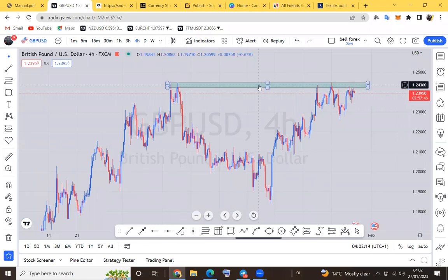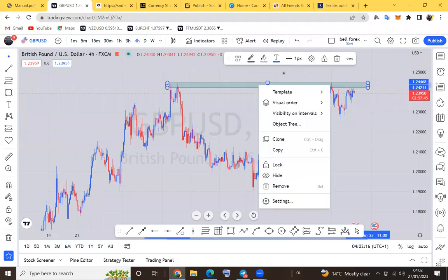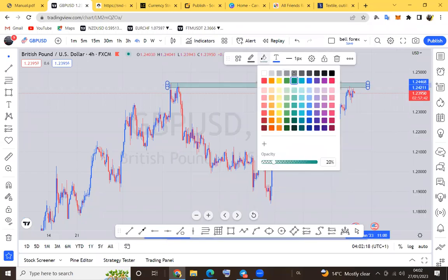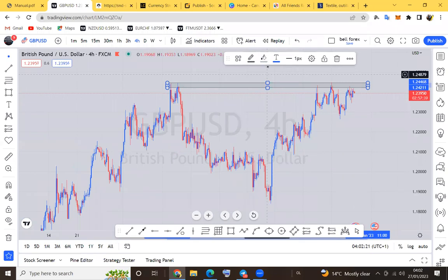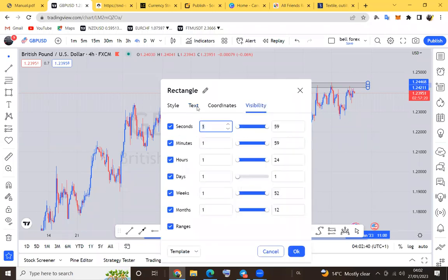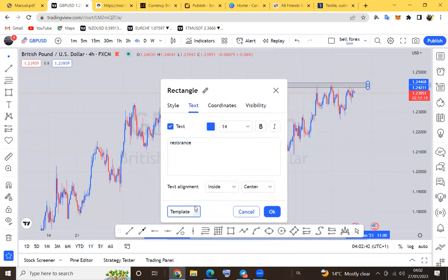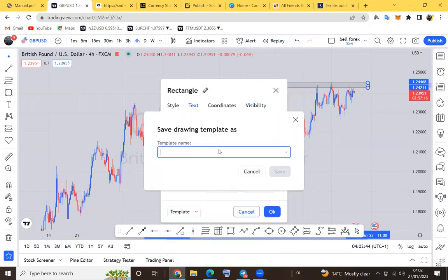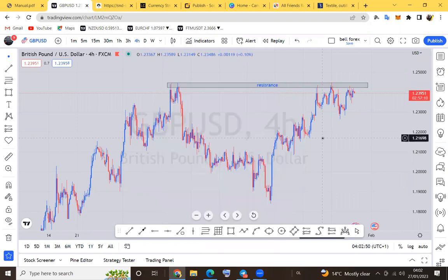You can create a template for your resistance, like what I've just done here. You can select the color. Most of the colors I use are a slight black. Then in settings, you put the text to be resistance. And visibility should be everywhere. Go back to text, come on template, save as resistance. So next time we don't need to write again inside the box. We'll just go to template. So this is a resistance line.